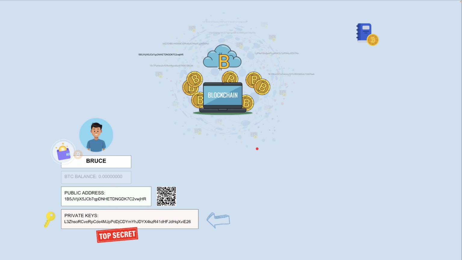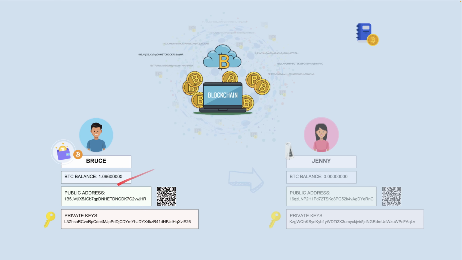Okay, so we're going to get into how transactions work with crypto, specifically Bitcoin. So here we loaded up Bruce with 1.06 Bitcoin. That's quite a bit. Okay, so we got Jenny. Jenny's new, but Jenny's smart. Jenny doesn't have any Bitcoin yet, but Jenny has a hardware wallet. So we talk about it all the time.